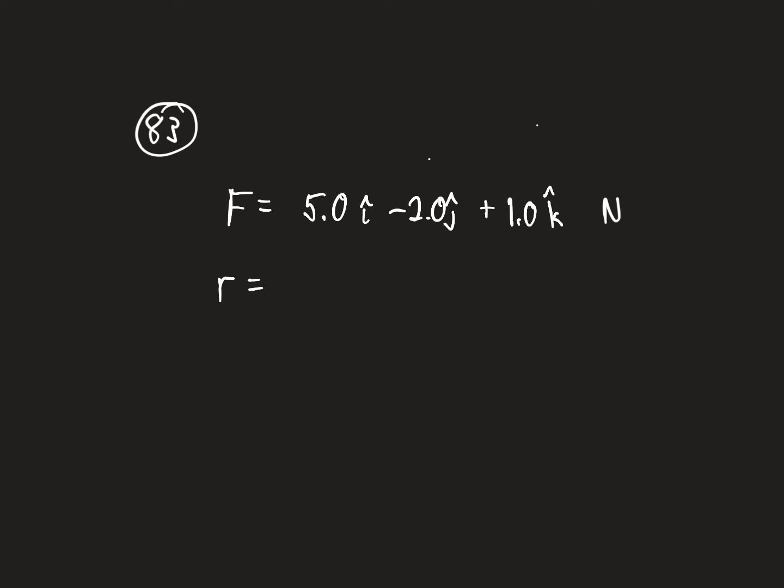That position, they tell us, is negative 2.0 I hat plus 4.0 J hat. And they tell you right away that that's given in meters. So that's nice because this tells us that everything's in the SI system, so we don't have to worry about units or do any kind of funky conversions.